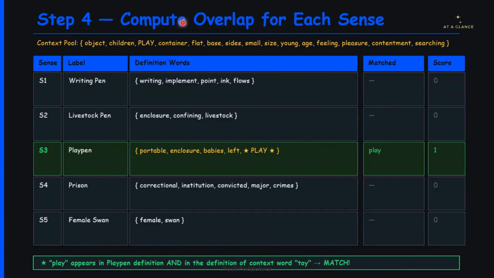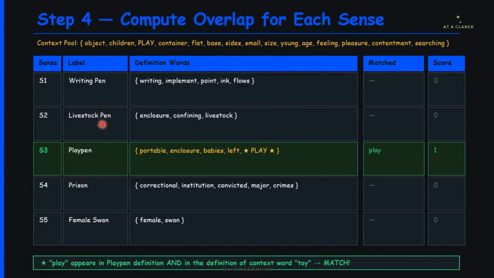Now, in step 4, we need to compute the overlap for every single sense. We have the context pool, which are important words from the definitions of each context word, and we have the senses. For every one of the 5 senses, we check whether any word from the sense definition overlaps with any word in the context pool. You can see writing is not in the context pool, implement is not, and point, ink, and flues are not in the context pool either.